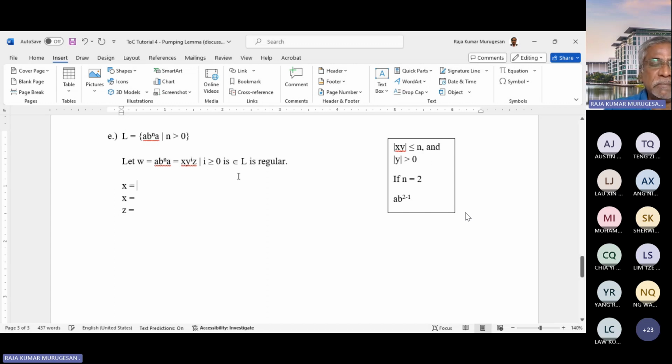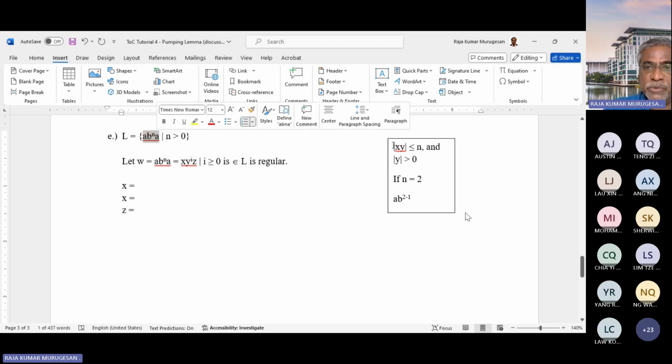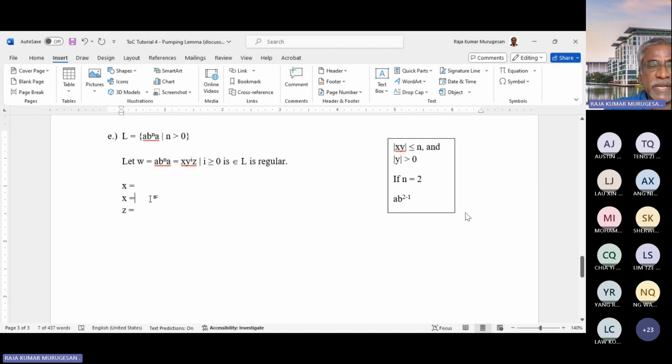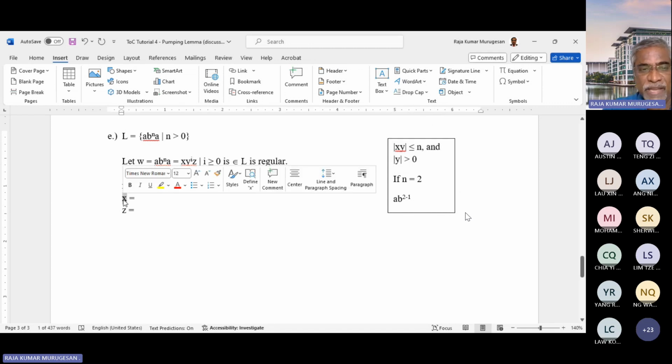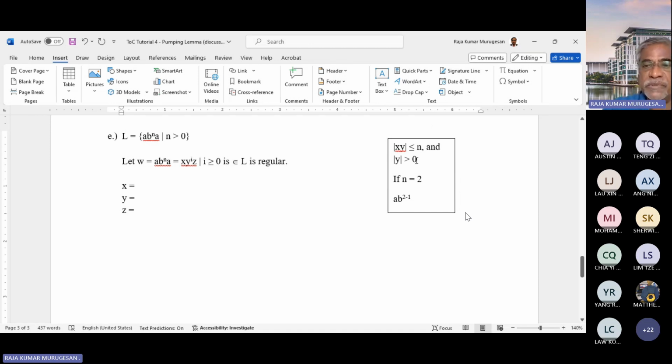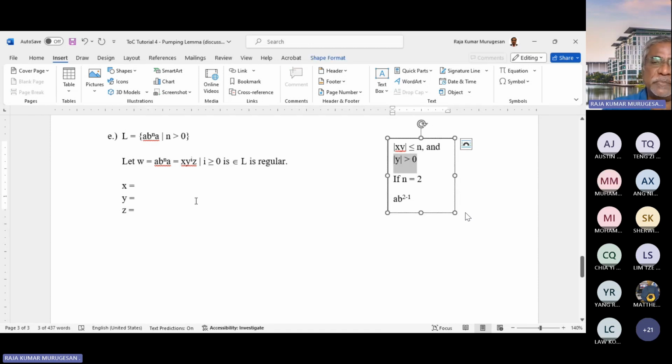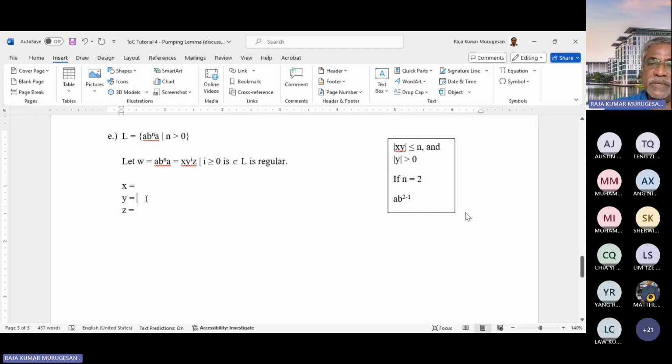Okay. So here, we are going to split this language in terms of x, y, z, applying these two conditions. Usually what I do is I always go to y first. Why I go to y first means because of this condition, length of y must be greater than 0. Length of y must be greater than 0 means y cannot be empty. Okay, y cannot be an empty string. So it has to have at least one letter, right? And x and y together should be less than or equal to n.